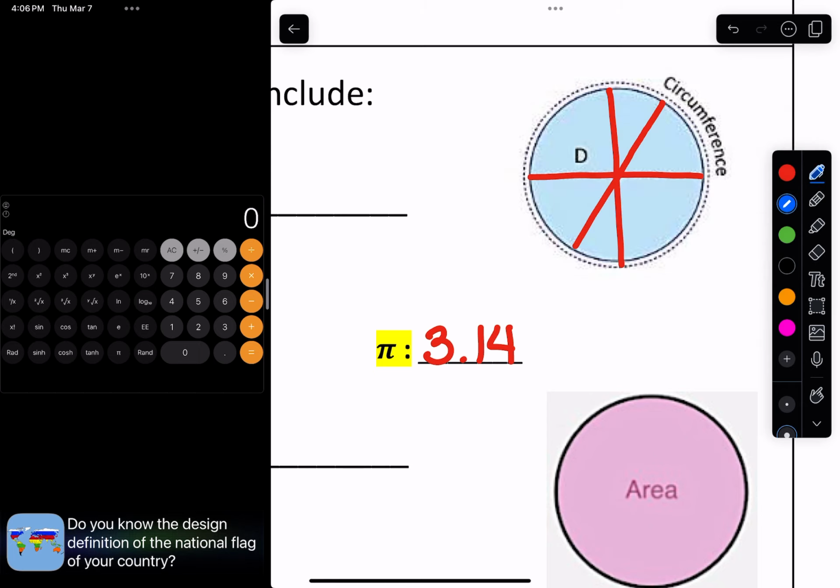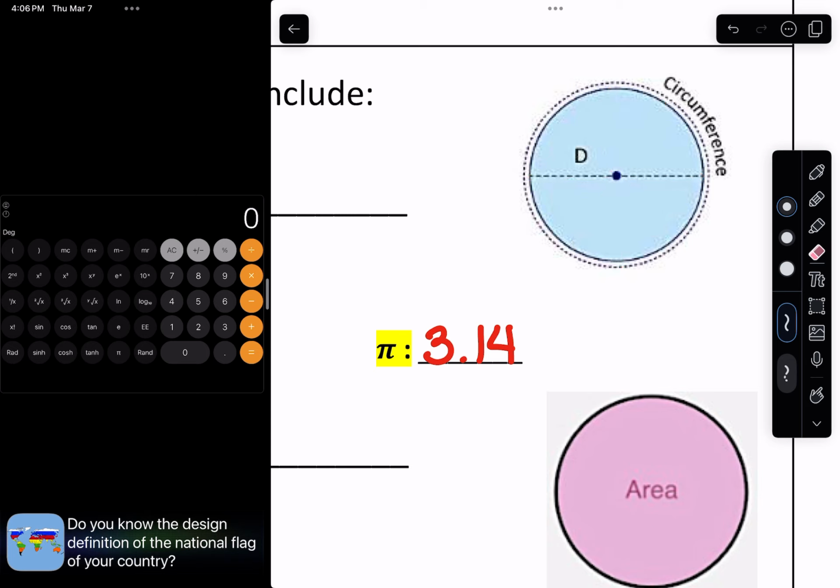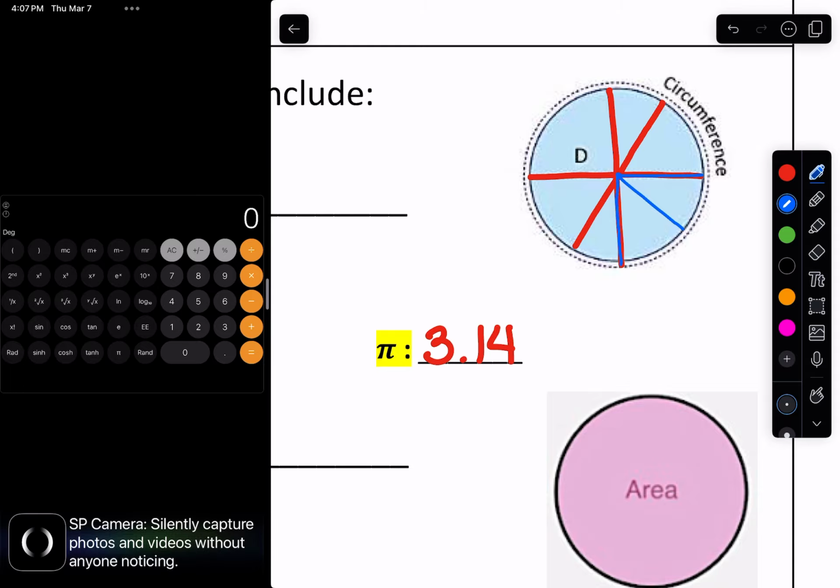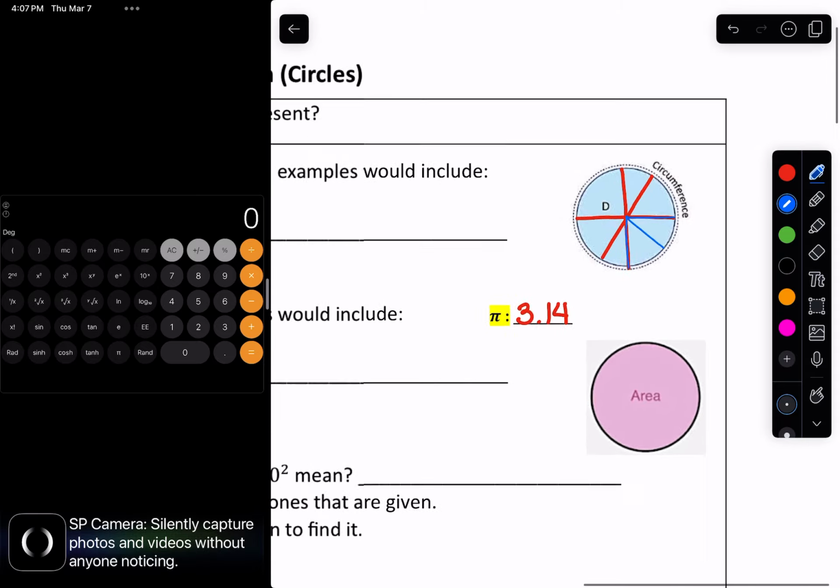Examples of a radius: it goes from the center out. So it'd be these blue lines. But it's only from the middle to the outside. So it's half of the diameter. It can go like this. It can go like this. However you want it. But it can only be half.